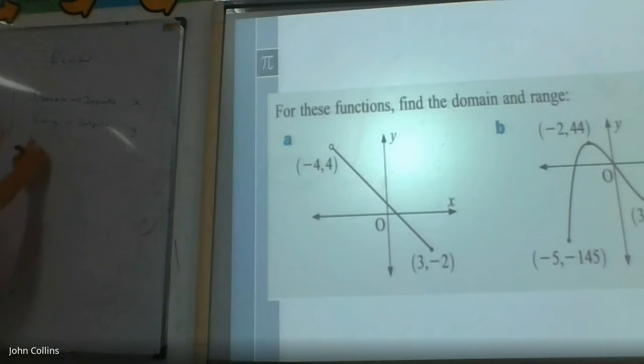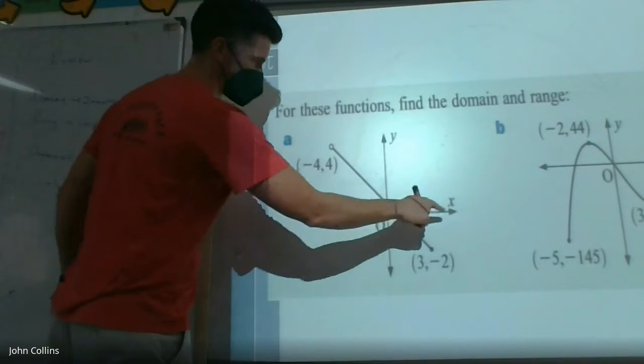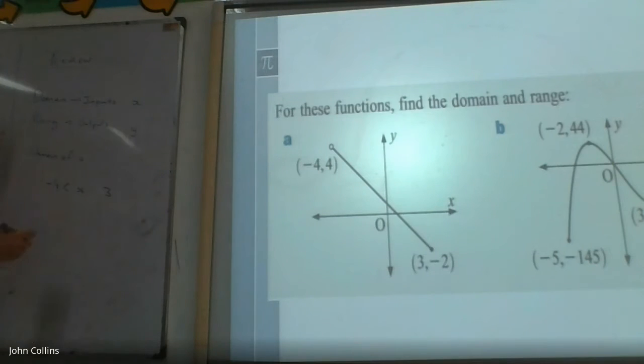How would I write that? Domain of function A, -4 up to 3. Now I need to put those signs in. If I see an open circle like that, that means it can't be -4, but it can be the one right before that, so -3.999, etc. So x is just going to be bigger than that. X is getting bigger going this way, but it stops at 3. And that is between -4 and 3.